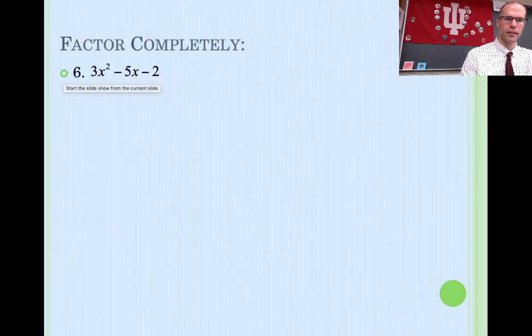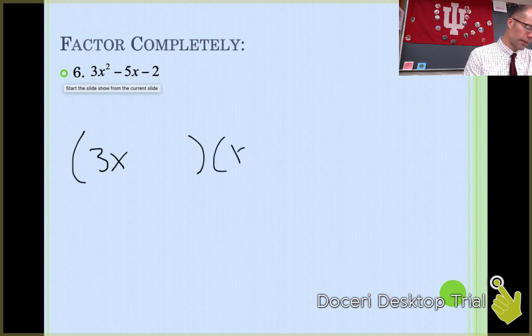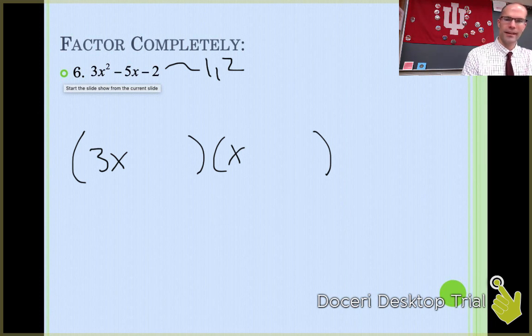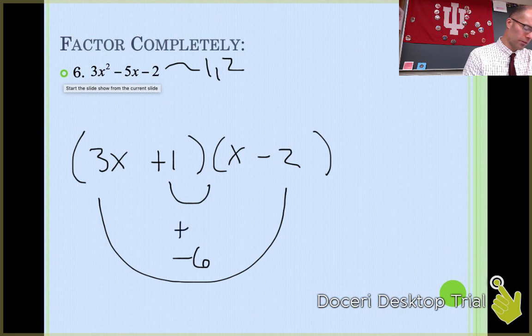All right, take a look at the next set. No GCF here. So my A value is 3, so the only factors of 3 are 3 and 1. So I'm going to put the 3x first and the 1x second. 2, well, the only factors of 2 are 1 and 2. Now remember, I want to get a negative 5. So that means I need to put the negative 2 here because 3 times negative 2 gives you negative 6. I need to put the positive 1 here because 1 times 1 gives you positive 1, which gives you the negative 5.